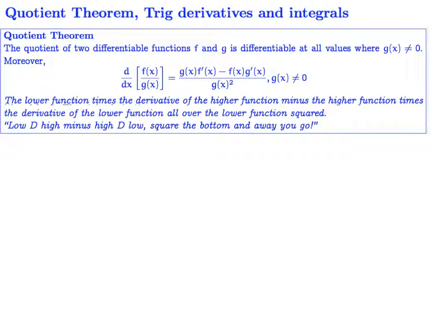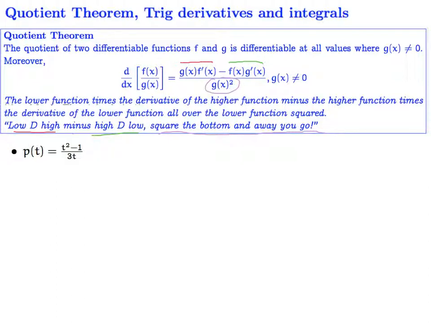So instead, what students often use, and what I do myself in my head when I'm computing these things, is I say "low d high." So the low d high part is this part right here where we take the function g, our low function, multiplied by the derivative, the d, of our high function. And next what we need to do is we minus high d low. So here we are subtracting f, the high function, times the derivative of the low function. And finally, the last part says square the bottom and away you go. So we square the bottom function and we're good to go. Alright, let's try it.